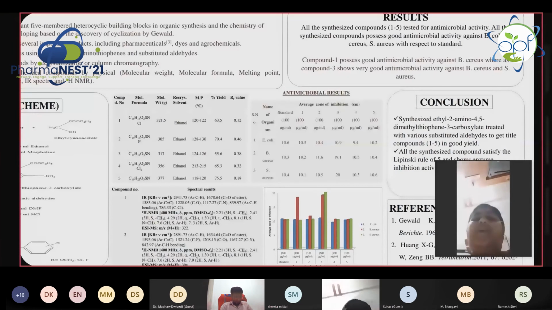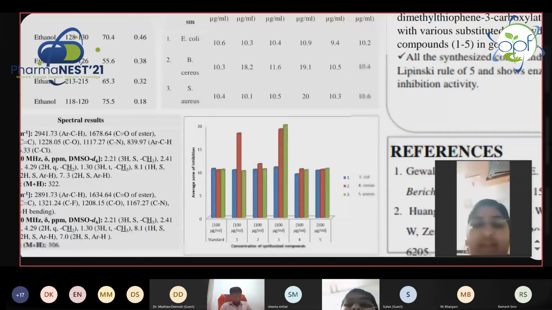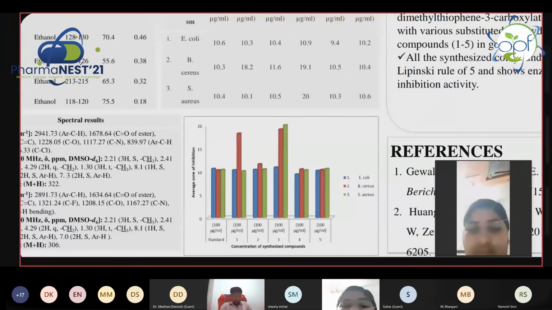For these five compounds, we also perform the antimicrobial studies by using E. coli as well as Bacillus cereus and S. aureus microorganisms. The standard that is used is streptomycin. We measure the zone of inhibition for these compounds. In this graph, we observe that compound 1, which has 4-chlorobenzaldehyde, exhibits more antimicrobial activity against Bacillus cereus. Compound 3 also possesses more antimicrobial activity against Bacillus cereus and S. aureus. In results, we observe that all the compounds possess good antimicrobial activity.